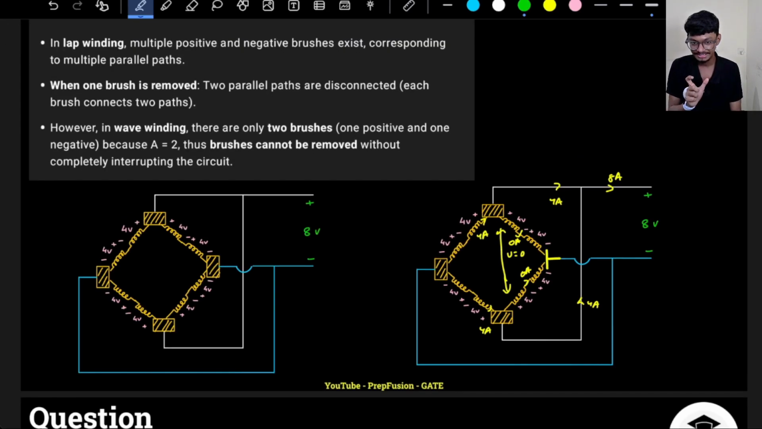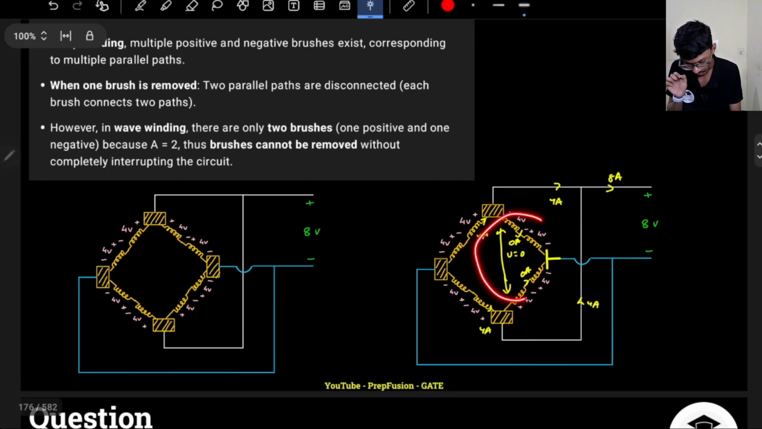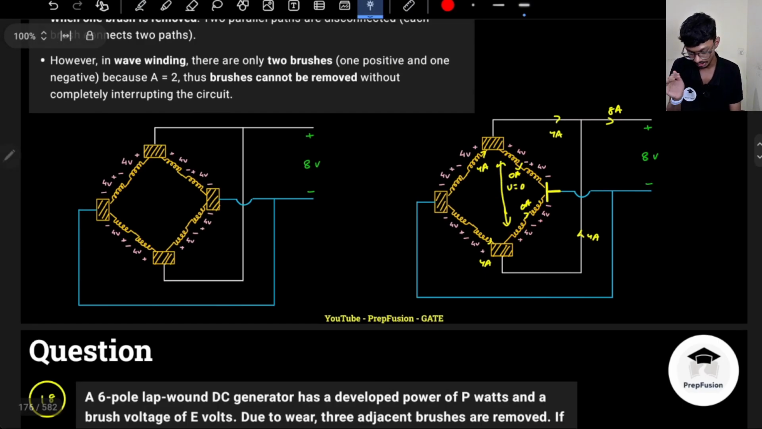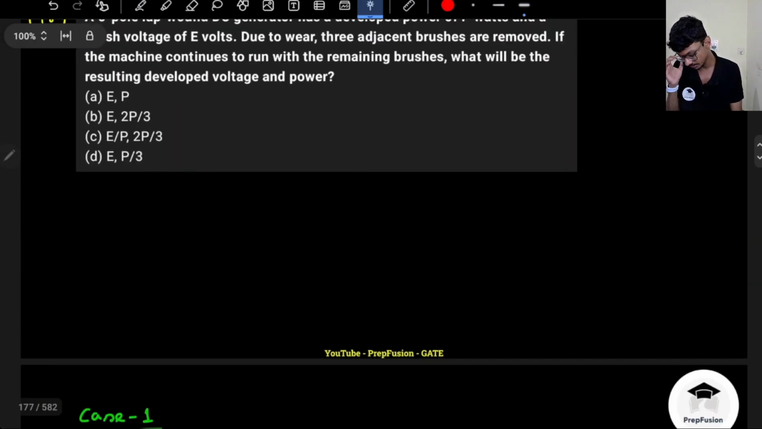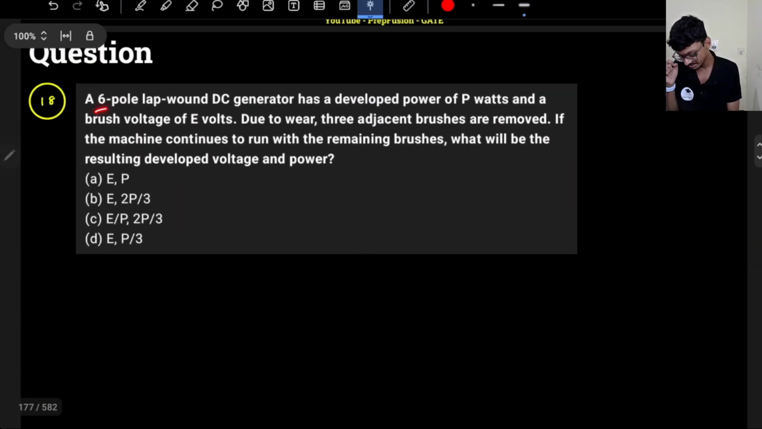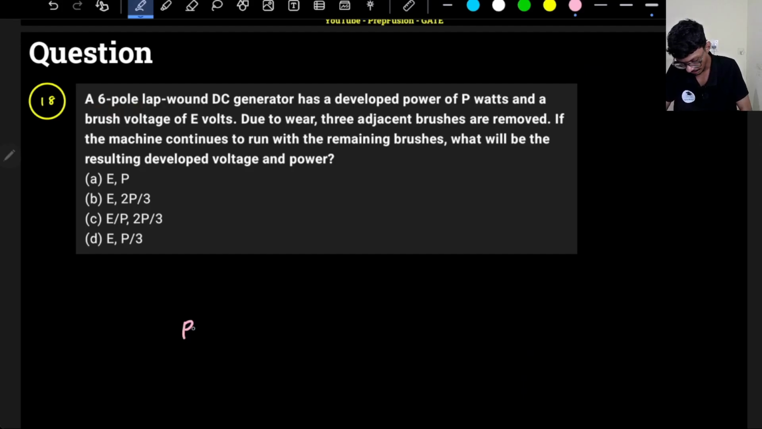So now let's understand more in depth why the current will be 0 if the voltage is 0. We'll understand this with a question. So this is the first question that we will solve. So we have a 6-pole lap wound machine, right? If it is a 6-pole lap wound machine, that means how many brushes I will have? For a lap wound machine, the number of brushes is 6, okay?